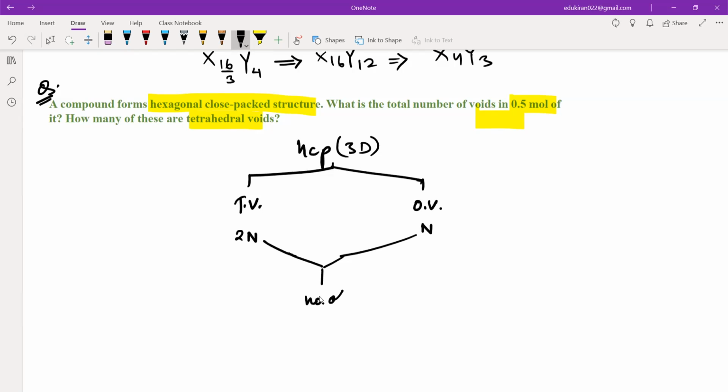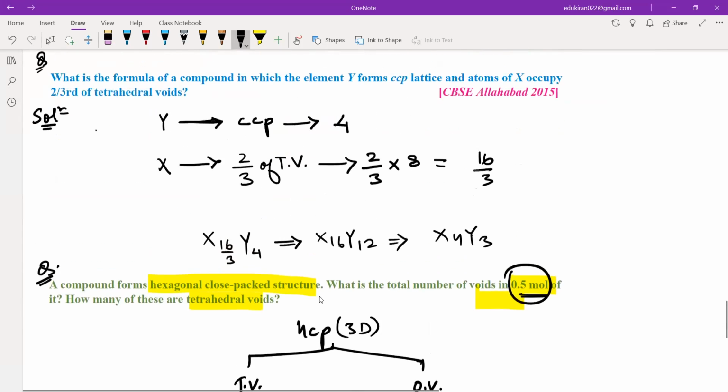Number of atoms. Yes or no? What is the number of atoms given here? What is the number of atoms given here? 0. Please remember, first, what is the difference here and whatever you have been taking till here?